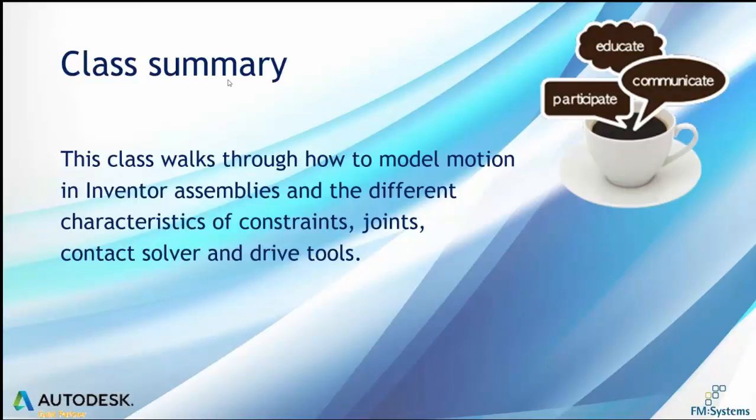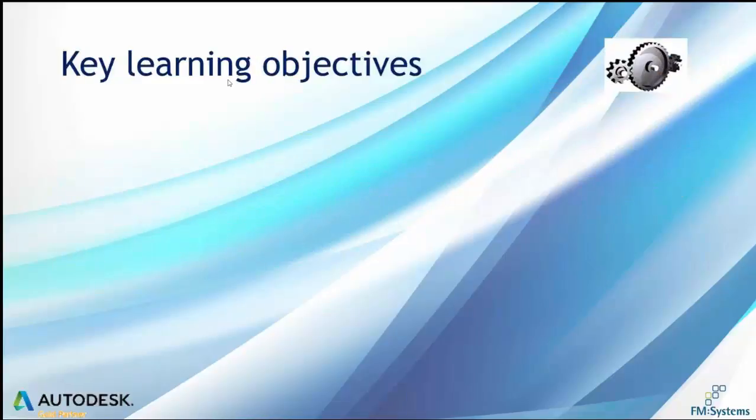As a summary, this class will walk through how to model motion inside of the assemblies within Inventor, and also look at the different characteristics we'll use to make those connections, using different constraints, joints, the context solver, and also driving those constraints using the drive tools. You might have used some of these before, but we're going to cover them so you get the basic idea of how we can generate motion within those assemblies.